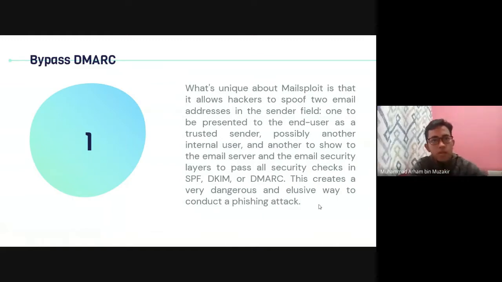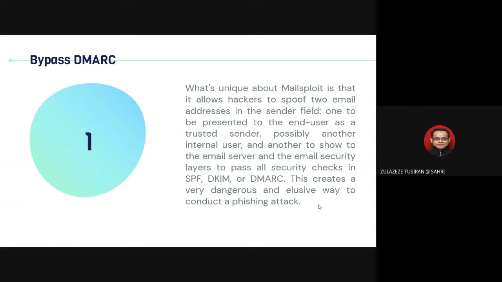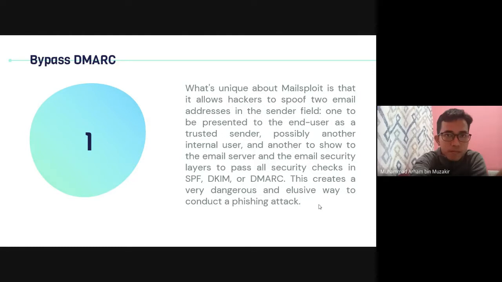Next. What's unique about MailSploit is that it allows hackers to spoof addresses in the sender field. One address is presented to the end user, a trusted sender, possibly another internal user, and another is shown to the email server and the email security layers to pass all security checks in SPF, DKIM, and DMARC. This creates a very dangerous, elusive way to conduct a phishing attack.